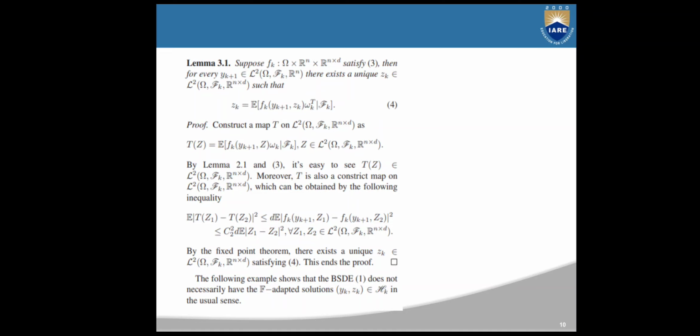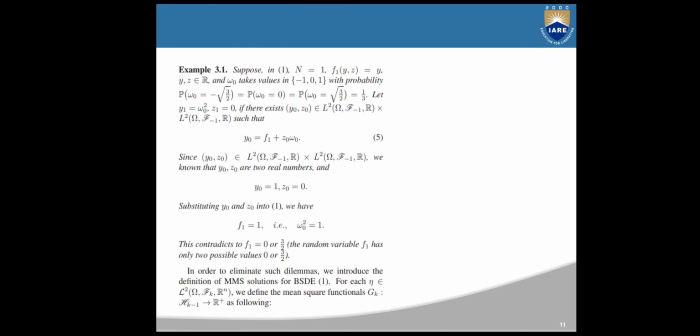This ends the proof. The following example shows that the BSDE does not necessarily have the F adapted solutions y_k, z_k belonging to H_k in the usual sense.